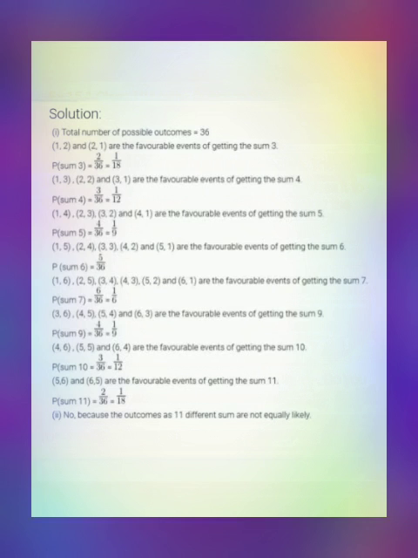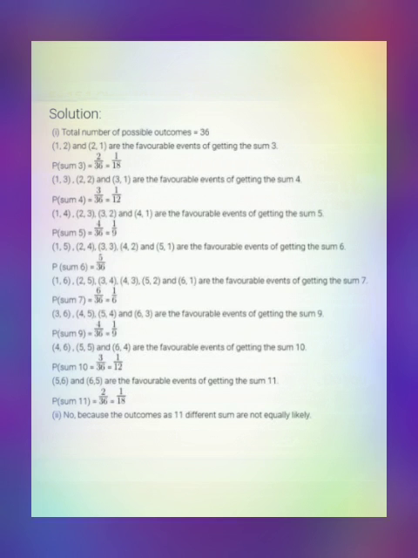Okay. Next, what is the probability of getting sum 5? So 1, 4, then 2, 3, 3, 2 and 4, 1. So how many favorable outcomes? 4. So the probability of getting the sum 5 is 4 by 36. That can be simplified as 1 by 9.